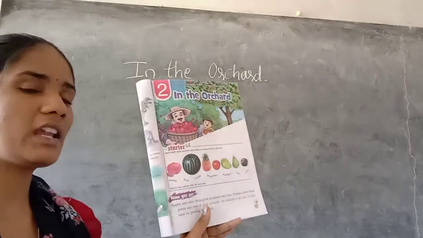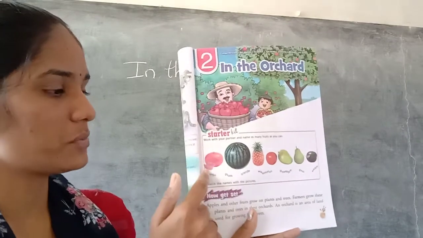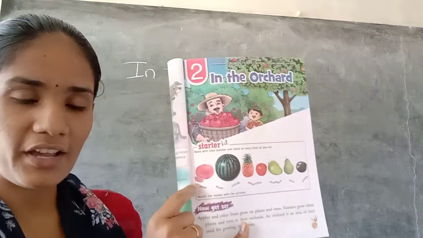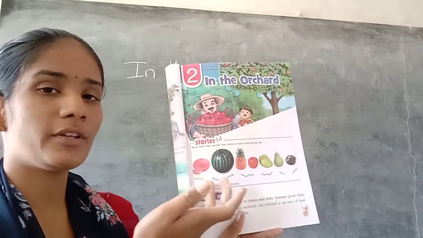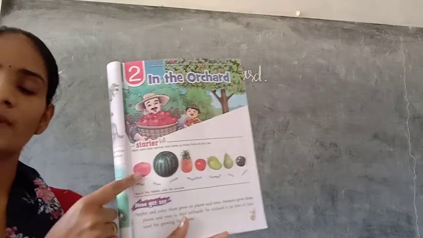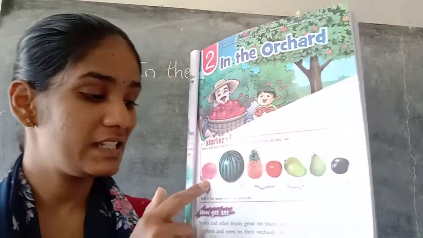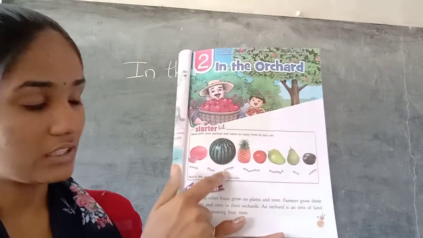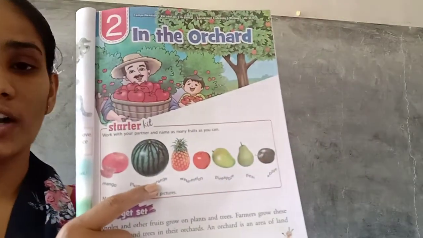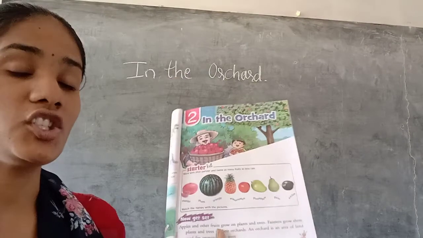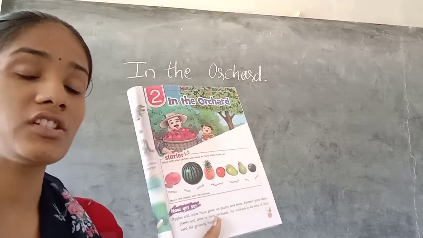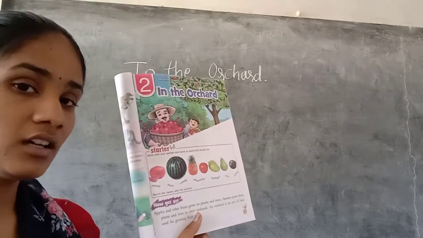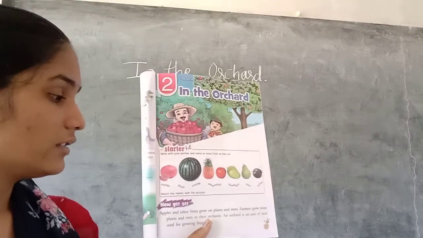So first one, look at the first picture. Which fruit picture is it? Can you identify this one? Yes, of course we can, because we have seen this fruit. Which fruit is it? Yes, it is an orange. Where is the word orange? See here, the third word. The third word is orange: O-R-A-N-G-E, orange. The first picture is of an orange, so you have to write orange.